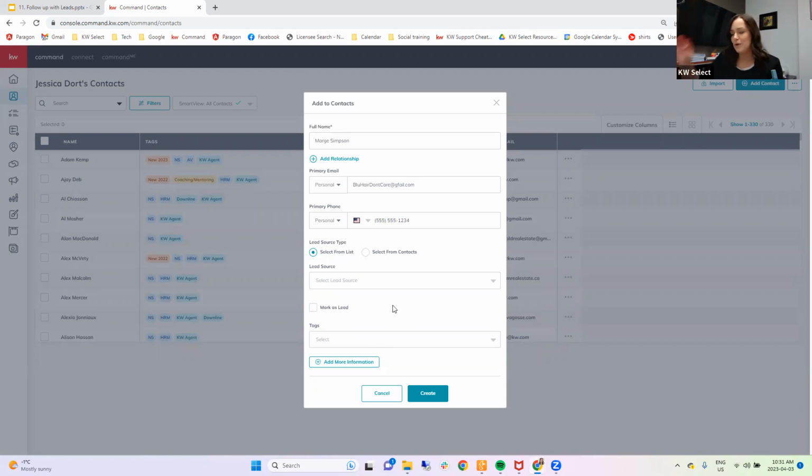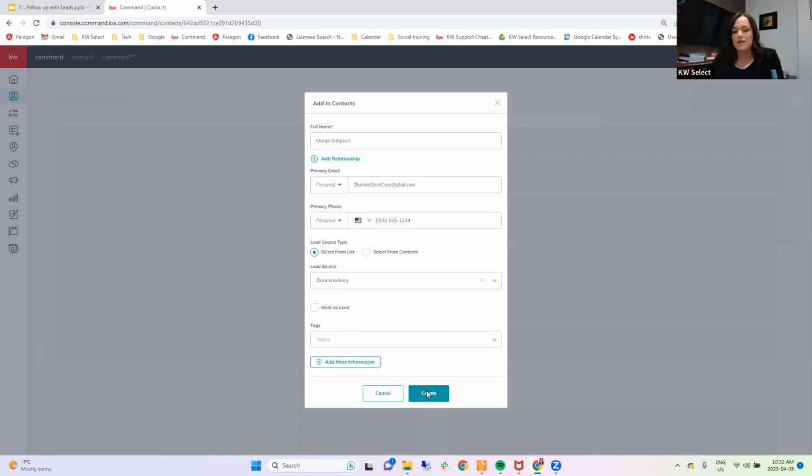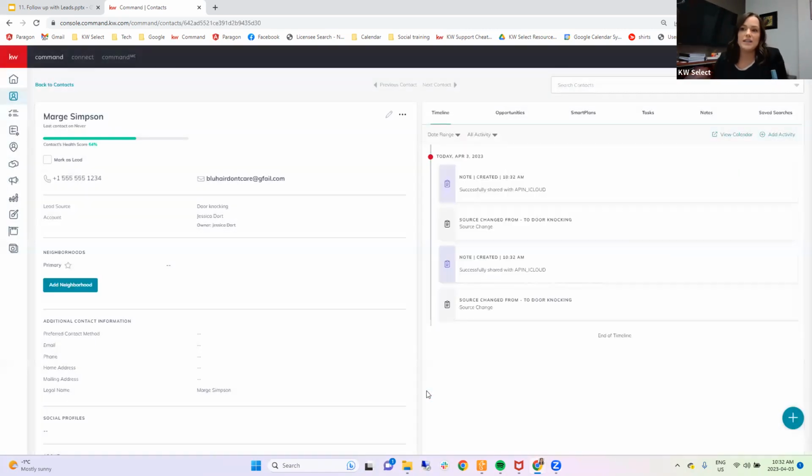There is more information you can put in as time goes on. One thing you may want to do is track the lead source. So let's say I met Marge when I was door knocking. I can fill that in. It's just some extra information to keep track of things. Okay. So I'm going to create this contact, and now Marge is in my database. So that's the capture part. It's that simple. You're just putting the information you have into the database.